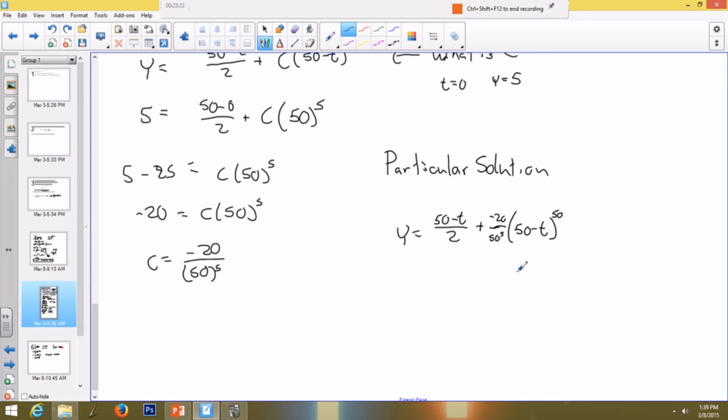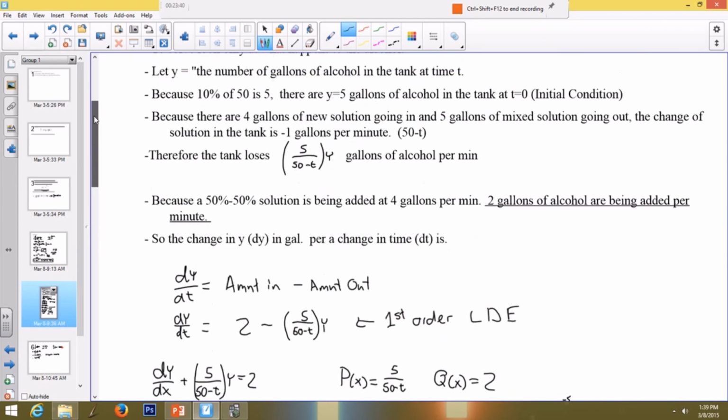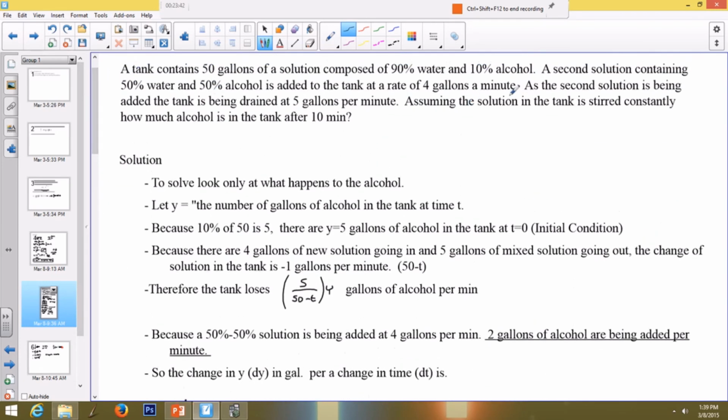All right, so now what does this thing do? This calculates y, the gallons of alcohol after t minutes. And so if I go back up, and I know this has been a long time coming, I'm already really long. The question asks, assuming the solution is stirred consistently, how much alcohol is in the tank after 10 minutes?